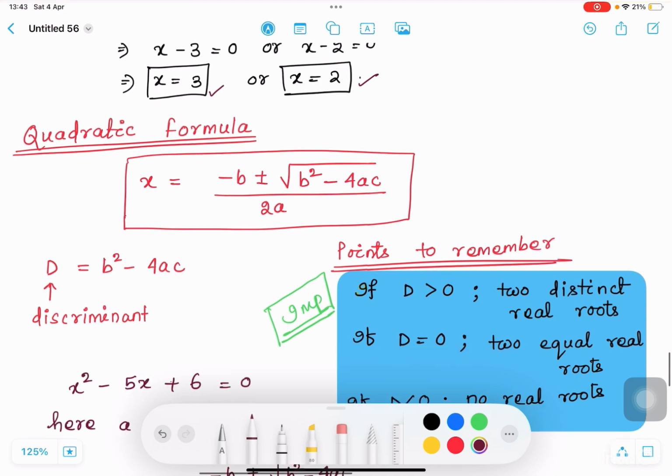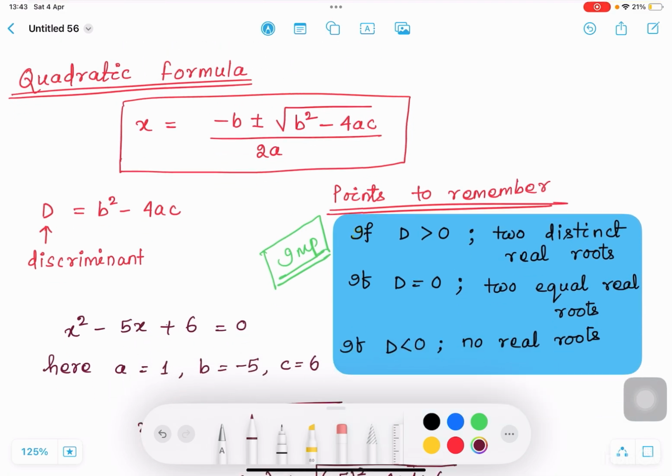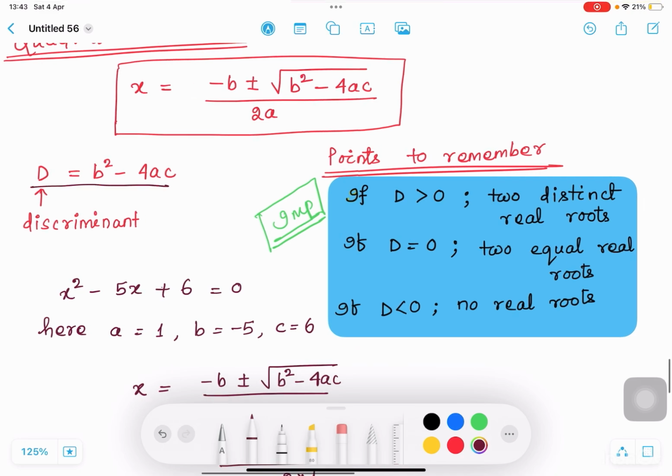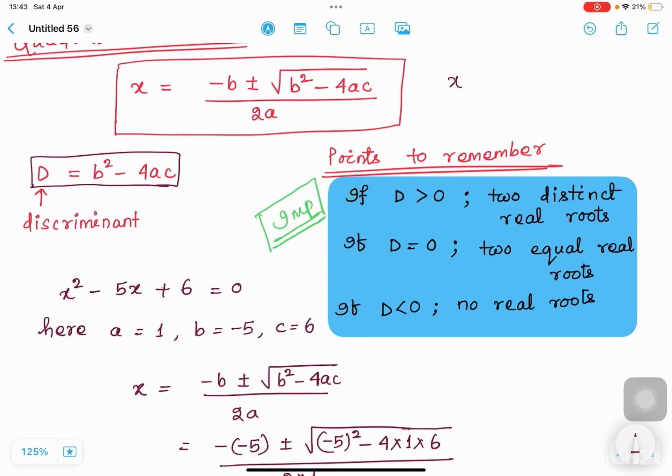Now let's see the quadratic formula. Our formula is x = (-b ± √(b² - 4ac)) / 2a. Here b² - 4ac is termed capital D, and this is very important. So we can also write x = (-b ± √D) / 2a. And this capital D is known as the discriminant.